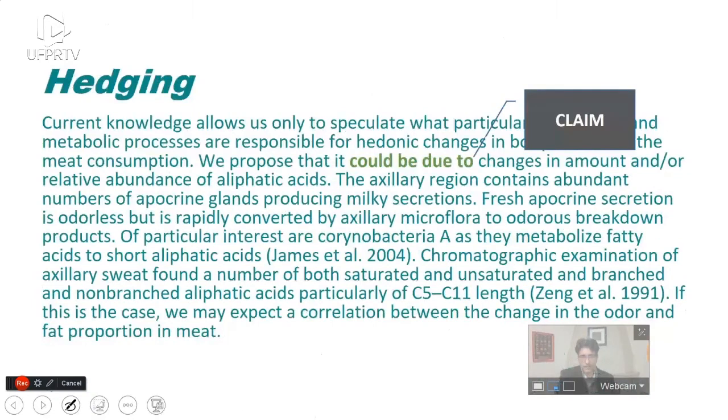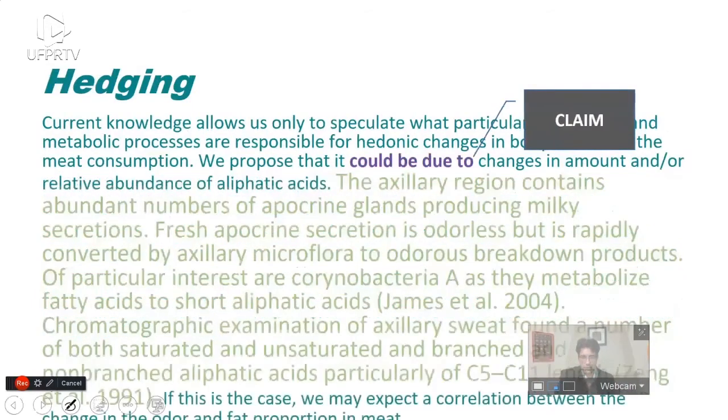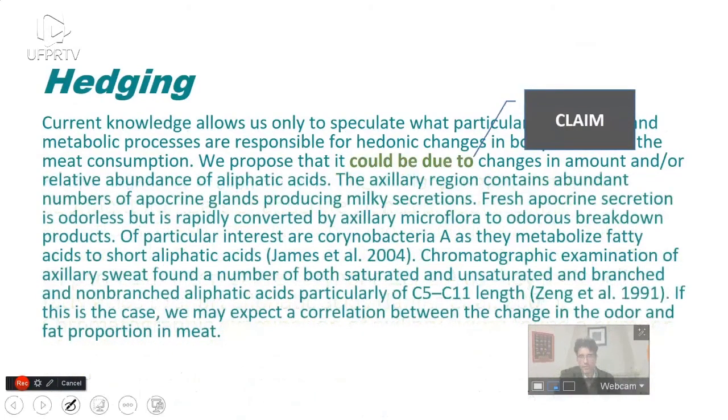They make that claim, yes, but they also warrant. And all the other things that follow that is the warranting. "We propose that it could be due to changes in the amount and/or relative abundance of aliphatic acids. And then the axillary region contains abundant numbers of apocrine glands producing milky secretions. Apocrine secretion is odorless but is rapidly converted by axillary microflora to odorous breakdown products. Of particular interest are..." and so on. And so that's all their warranting of that claim. So they do hedge. They make a claim and they hedge that claim, and then they warrant.